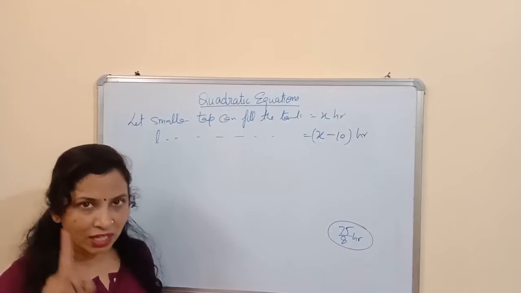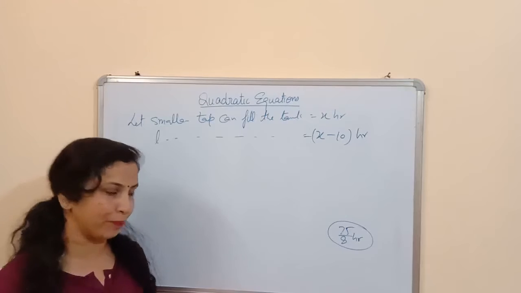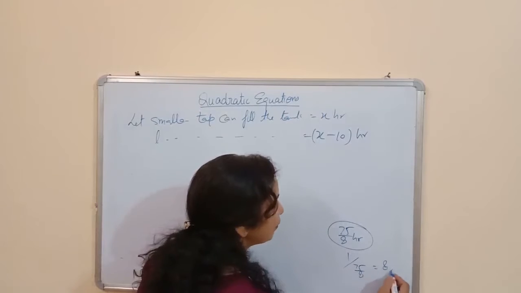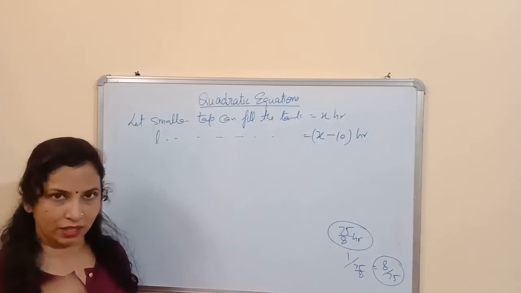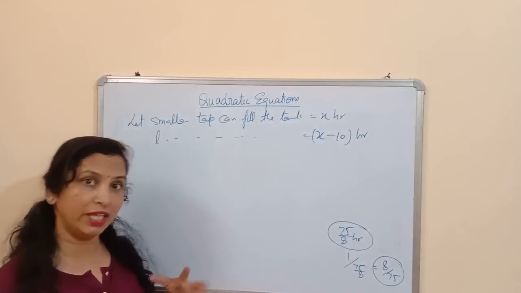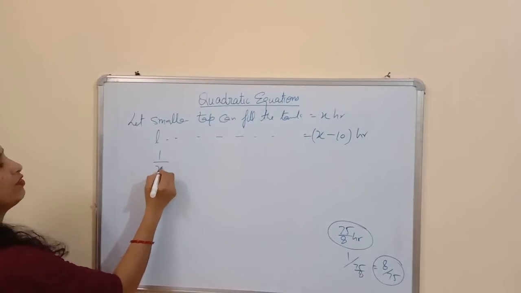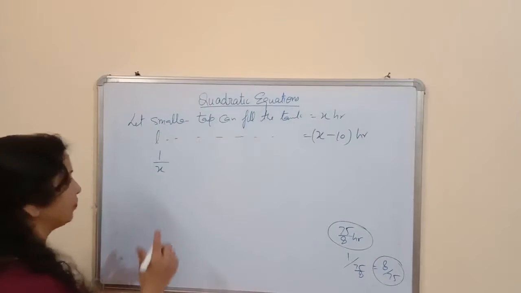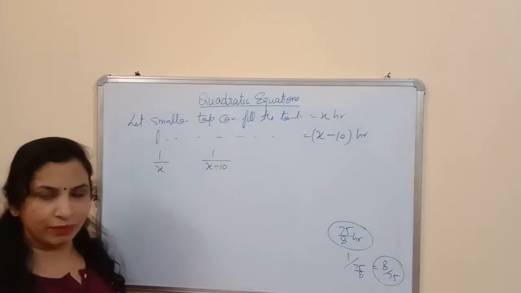So it means in 1 hour, how much part of the tank is filled by both the taps? It is 1/(75/8). So it will be 8/75 parts. This part of the tank will be filled by both the taps in 1 hour. So in such questions, we find out how much part of the tank is filled in 1 hour. The smaller tap will fill 1/x part of the tank in 1 hour, and the larger tap 1/(x minus 10) part of the tank.